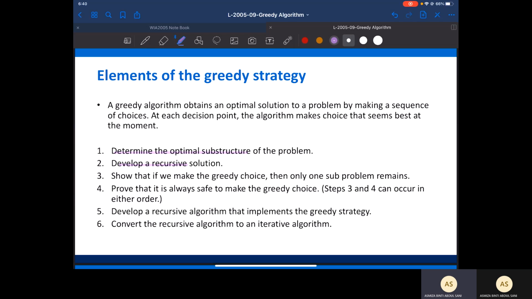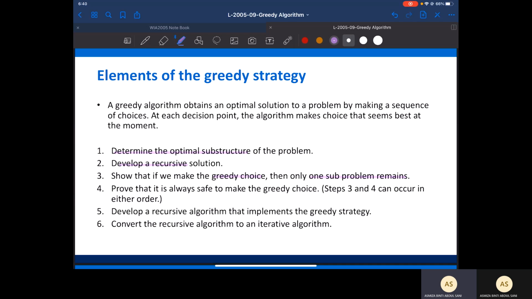You need to show that whenever you make the greedy choice, you will only have one subproblem. Basically, what it means is that whenever you add the greedy choice, you will have only one subproblem. It's like you're adding into the forest of decisions that you have made.